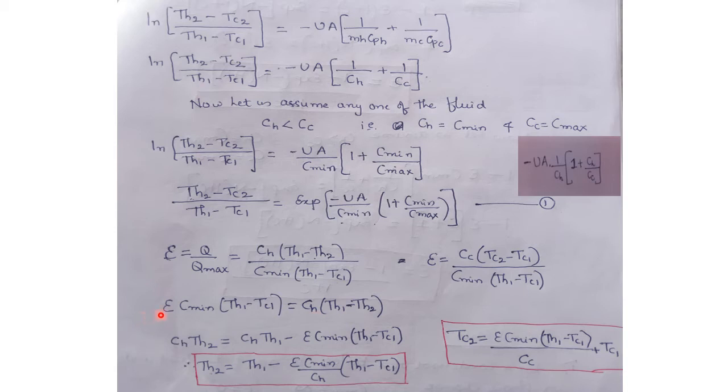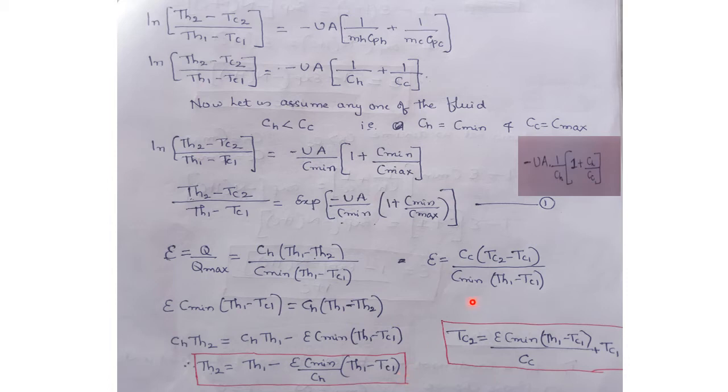So minus, I have taken this to the right side, so this becomes minus epsilon into C minimum of (TH1 minus TC1). With this equation, I have calculated the value of TH2, where TH2 is equal to TH1 minus epsilon C minimum divided by CH, in the bracket TH1 minus TC1.